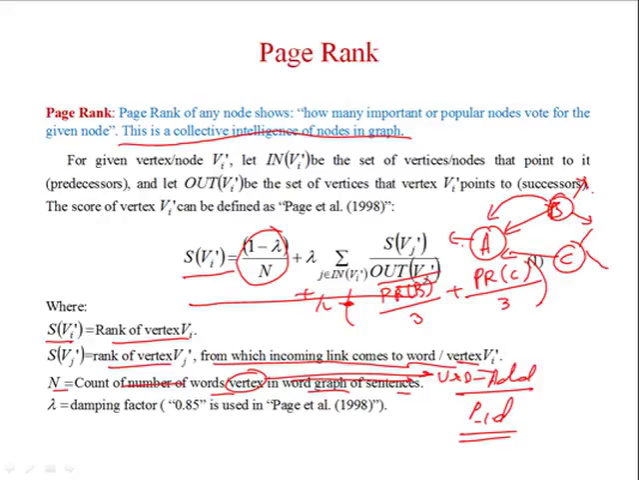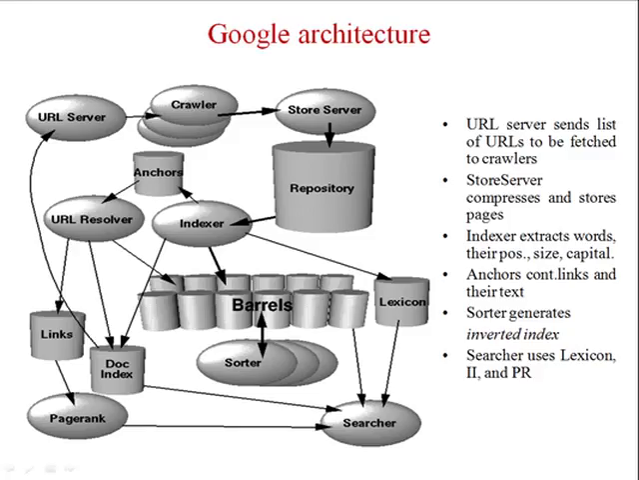This is the probability with which the control will jump to a particular page, and this part shows the rank due to the structure of the connectivity of the nodes. This is a simple architecture, Google architecture.